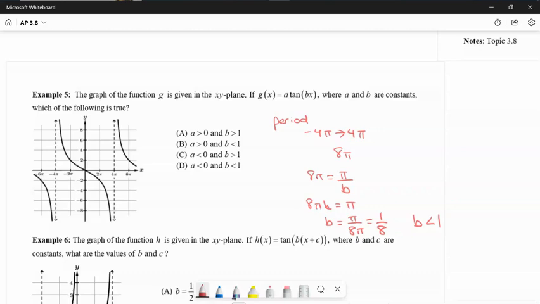And then as I'm looking at the graph, I just need to decide, is A positive or negative? Well, remember that if it was positive, it would be going in this direction here, something like this. So this one is going to be negative. So that means, and I'm just going to write, A is negative. I'm going to erase my little thing here because we're just looking at that graph. A is negative because it's reflected over the x-axis. And so we're going to choose D because A is less than 0 and B is less than 1.